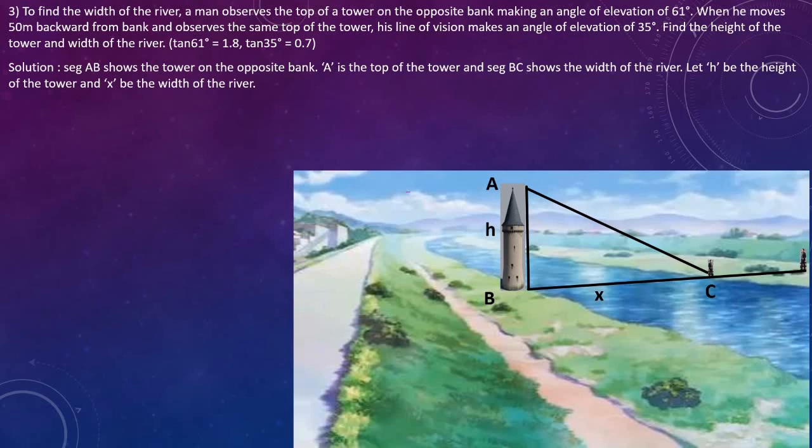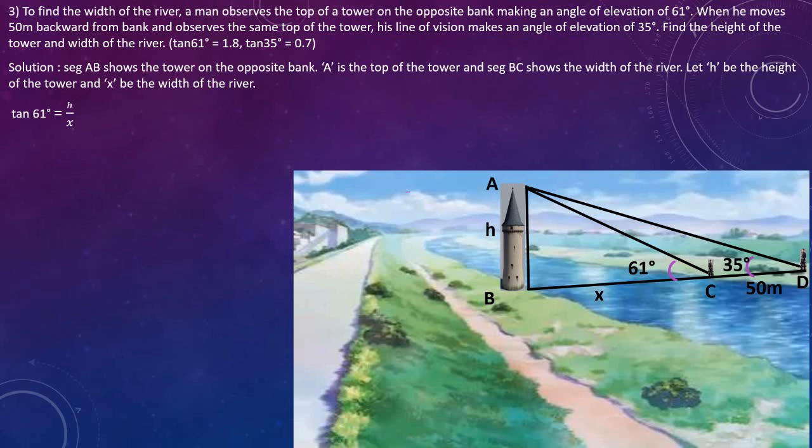From the bank of the river, the person observes the top of the tower. So he is making a line of vision, that is AC. Between the line of vision and the horizontal line, he makes an angle of elevation which is 61 degrees. After that, he moves some 50 meters backward from the bank of the river. Suppose he moves to a point D, and then again he observes the top of the tower, making an angle of elevation of 35 degrees.